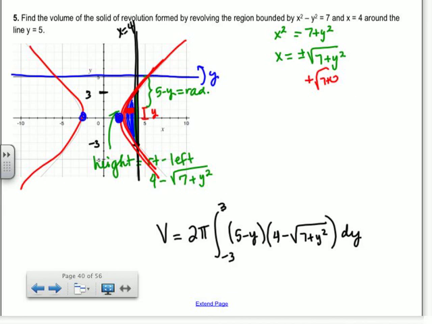Waiting for the light bulb. You get it? Okay. All right. So is this making sense? Do you guys feel comfortable with the shell method?